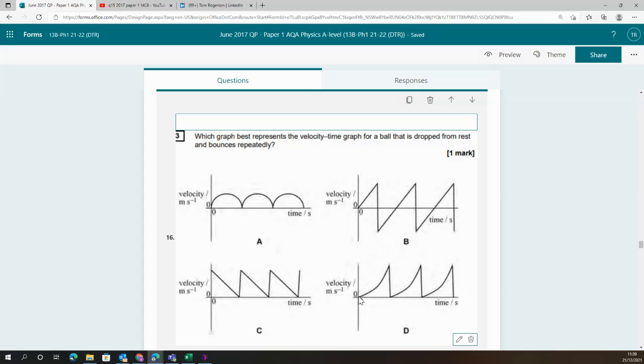D is released from rest. Non-uniform acceleration. The acceleration is getting bigger and bigger until it hits it, but then it keeps going in the same direction. So it hits something and then goes through it. So again, D is weird.